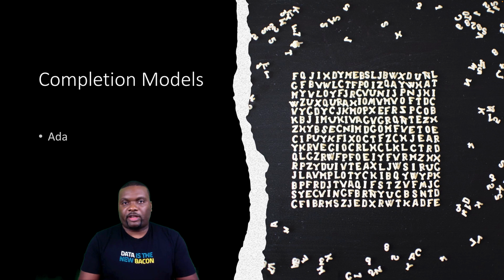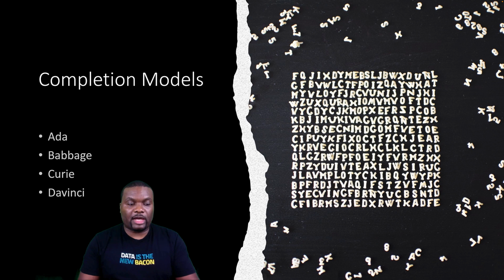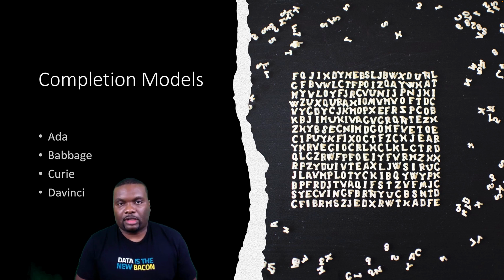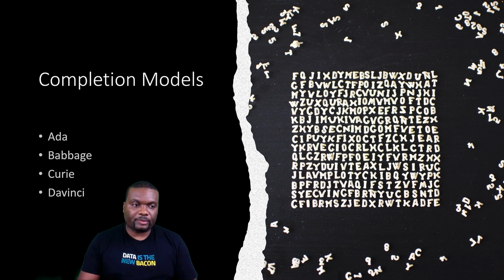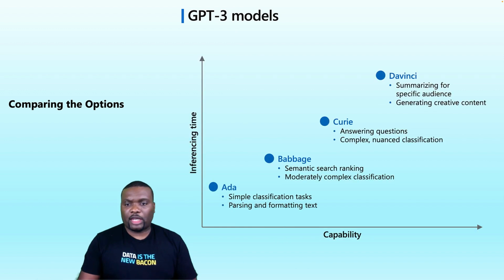Some of the models that are available include the Ada, the Babbage, the Curie model, and the Da Vinci model. In terms of complexity, in terms of how large or how advanced they are, the smallest one is the first one, and the largest one is the Da Vinci model in that particular order. Now, they are very useful in different things. So if you're trying to perform very simple parsing or formatting of text or classification, which means putting particular documents or sentences into categories or labels, then you can use the Ada model for that.